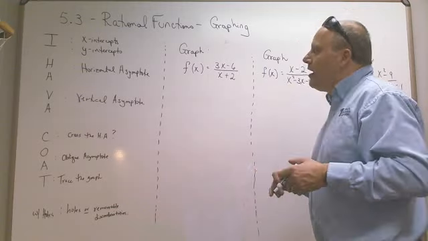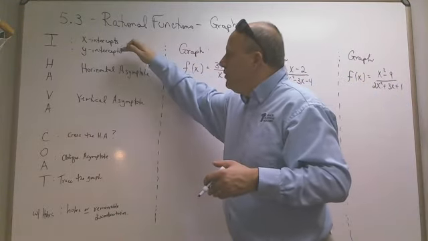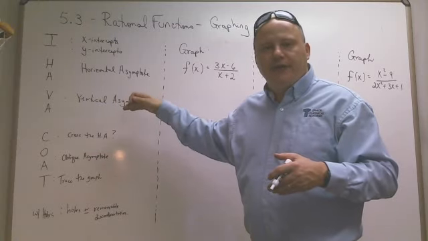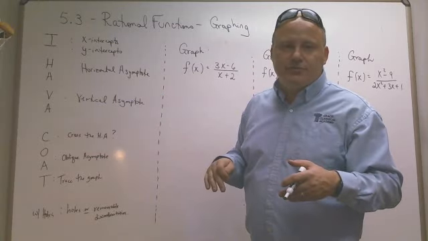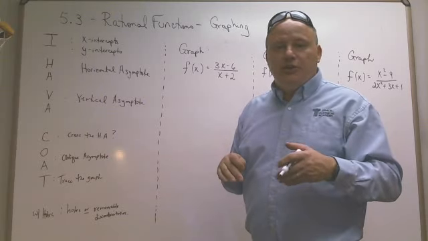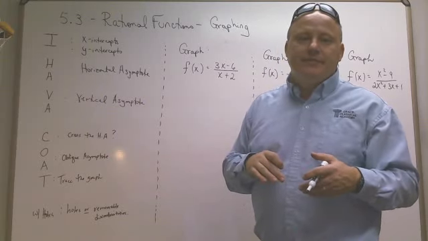Now, for every one of these topics you have to go through a checklist. Have I found the x-intercepts? Have I found the y-intercepts? Have I found the horizontal asymptotes? Have I found the vertical asymptotes? And if you can say yes to all those questions, you should be done with the graph by then.